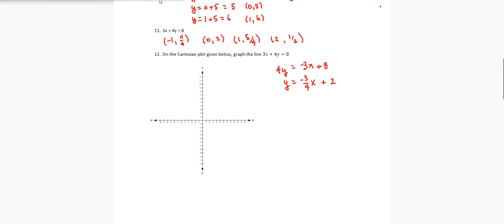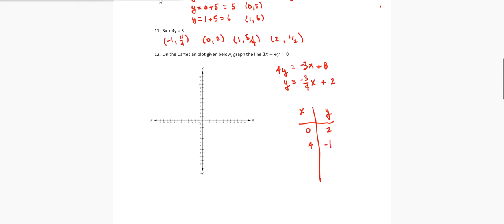Okay, let's set up a table. So we grab some points. We've got x values, we've got y values. So let's go with the easy one. When x is 0, we've got 0 plus 2, or 2. Let's do another easy one. When x is 4, this is 4 divided by 4, which is 1. So we have minus 3 plus 2, which is minus 1.